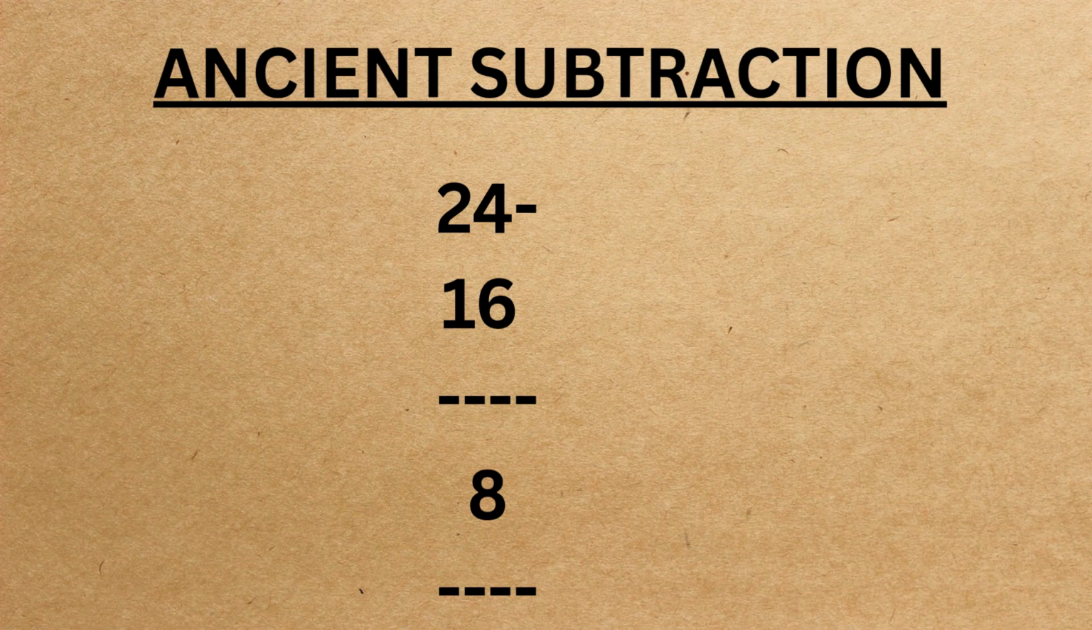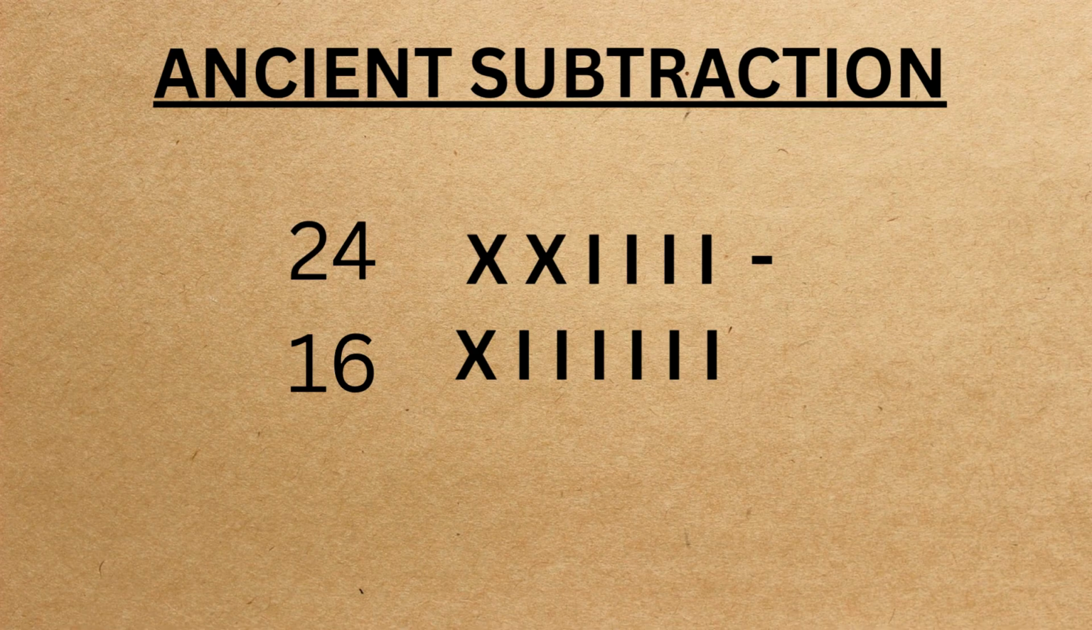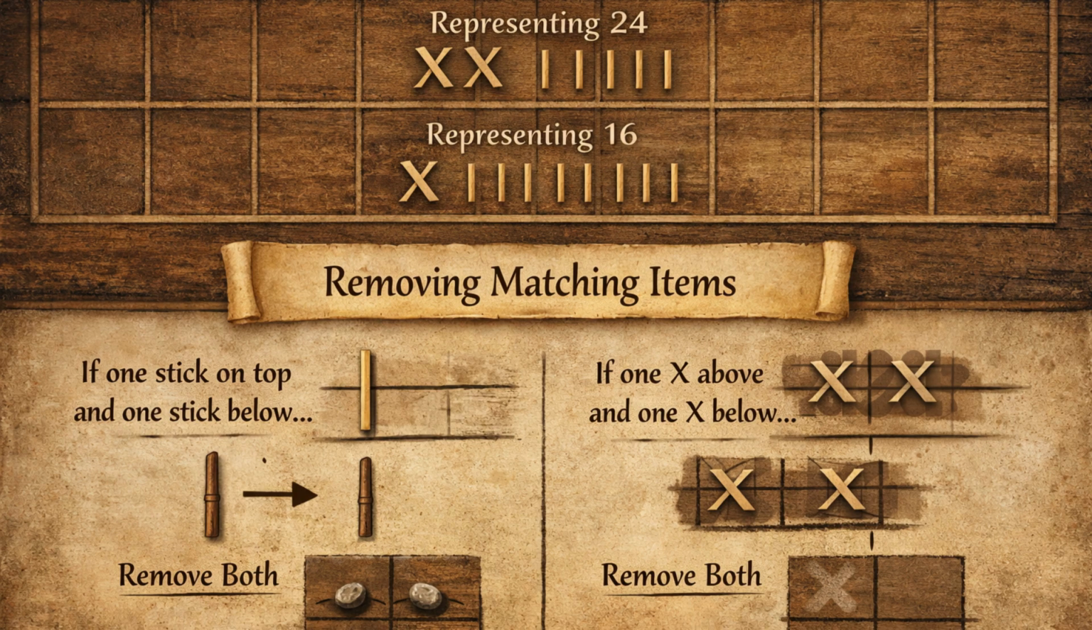Let's go back to their stick board. First, they would represent 24. That means 2 X symbols representing 20 and 4 sticks representing 4. Then they would represent 16 below it. 1 X symbol representing 10 and 6 sticks representing 6. Now comes their simple method. They would just remove matching items. If there is a stick above and a stick below, remove both. If there is an X above and an X below, remove both. This method is called the takeaway method.